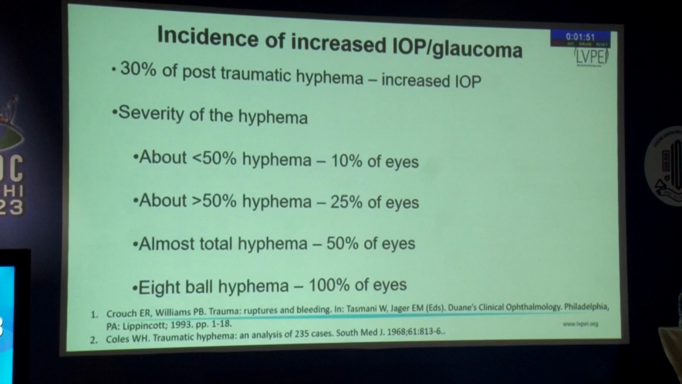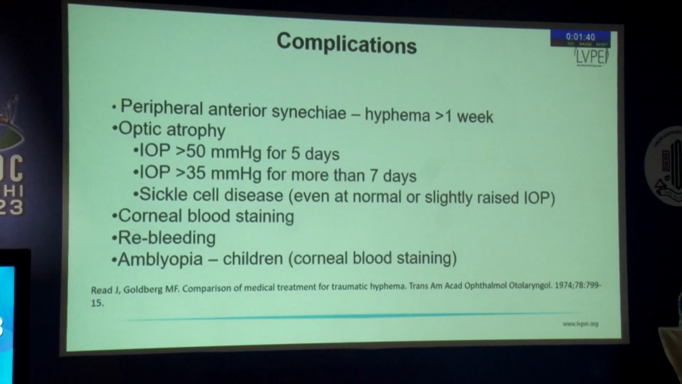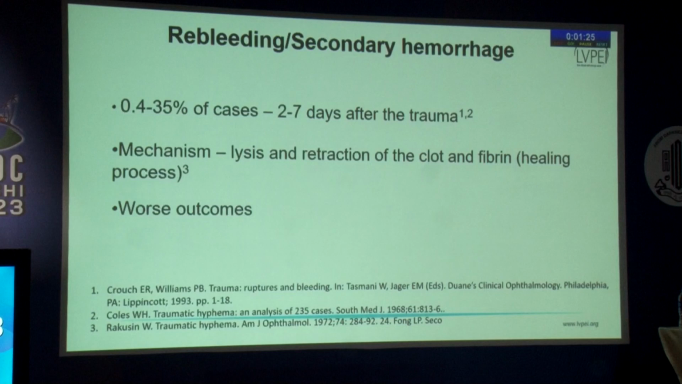So with this amount of hyphema, the severity of glaucoma or risk of glaucoma keeps on increasing, with 8 ball hyphema almost having 100% risk. Complications of a hyphema, if not treated properly, are it can lead to formation of peripheral anterior synechia or optic atrophy if not treated on time. And there can be corneal blood staining, rebleeding, and in children can lead to formation of amblyopia. So rebleeding is also very important, and these patients do have worse outcomes.